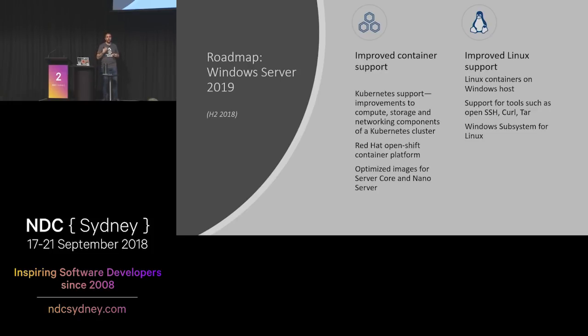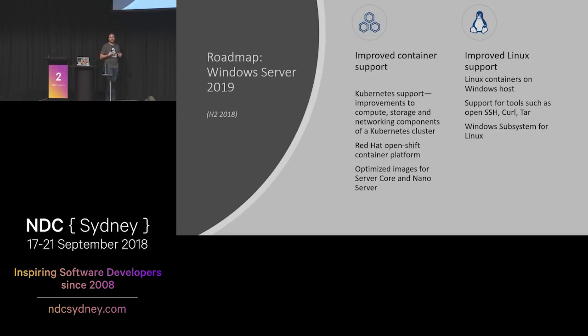Additional support to make it work on Red Hat OpenShift, which is another orchestrator which a lot of people are using. So if you're running Red Hat OpenShift, soon you'll be able to throw some Windows nodes into the mix, run Windows containers on Windows nodes, Linux containers on Linux nodes, and have mixed, hybrid deployments. And they're also optimizing the images for Core and Nano further, getting them smaller, because smaller is always better in containers. And then there's more improved Linux support in general as well.